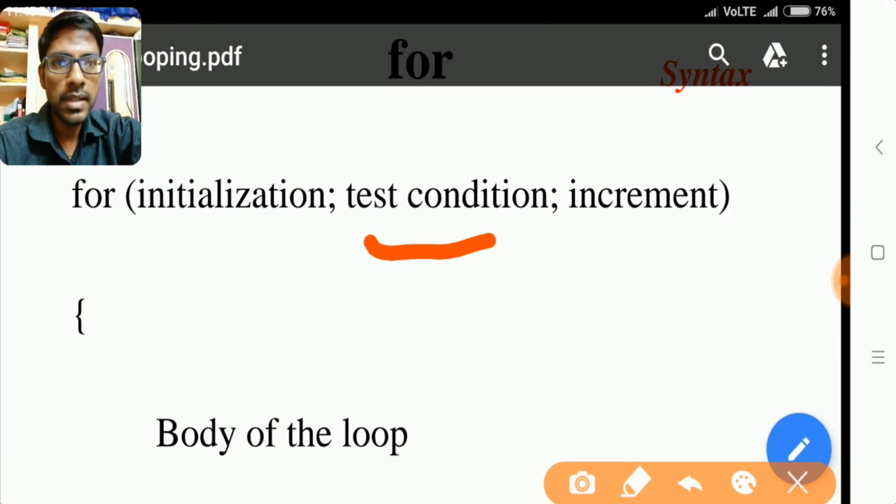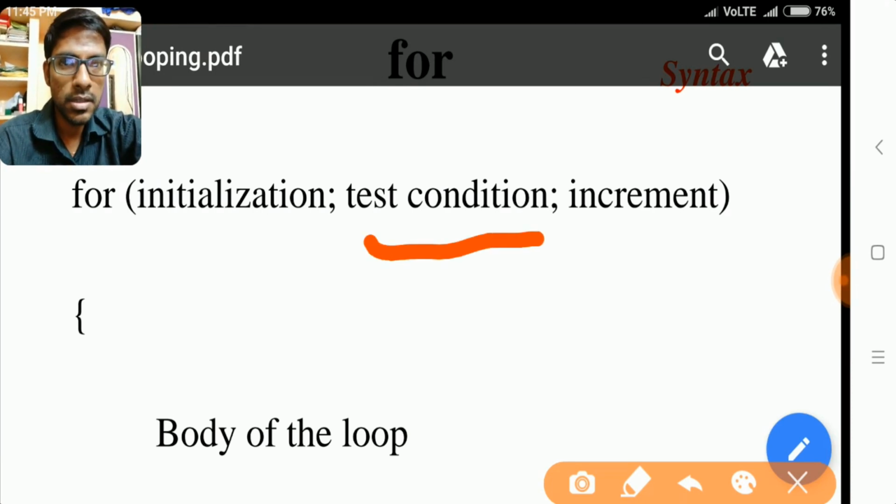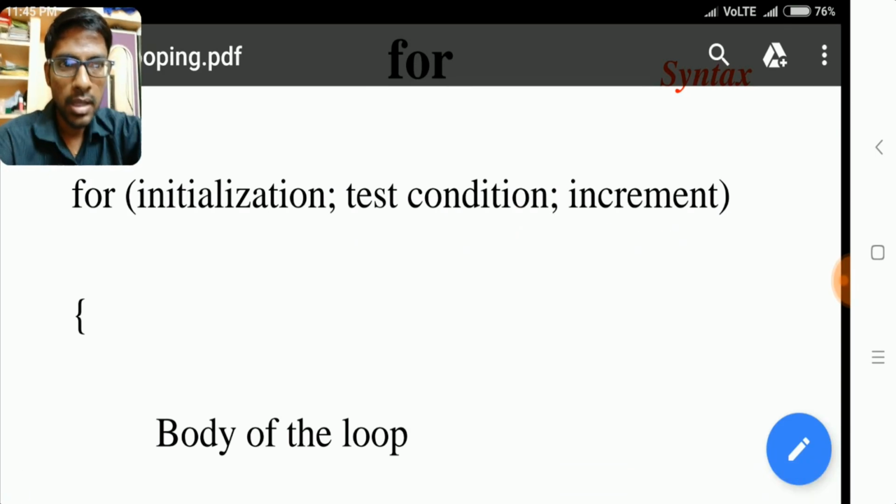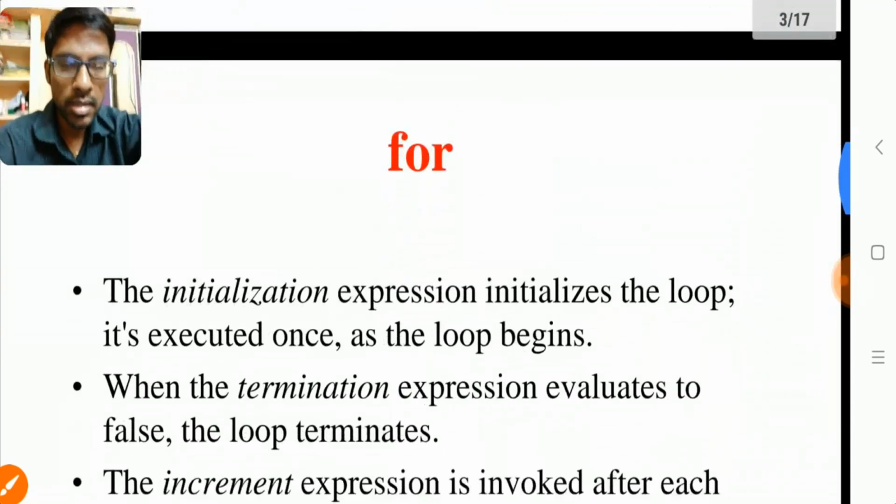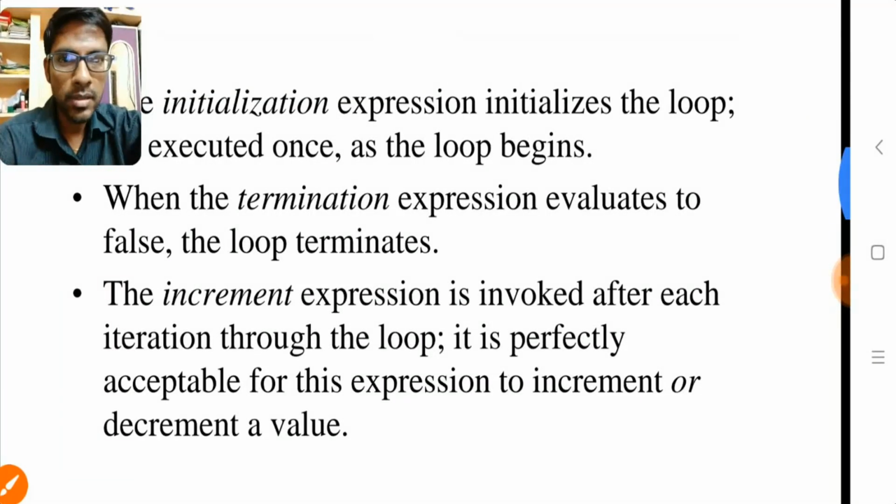And next comes the test condition. The test condition is the condition which is evaluated. If the condition is true, then the body of the loop is executed. If the condition is false, it skips the execution of the body of the loop. And the last one is increment or sometimes decrement. This will either increment the value or decrement the value.